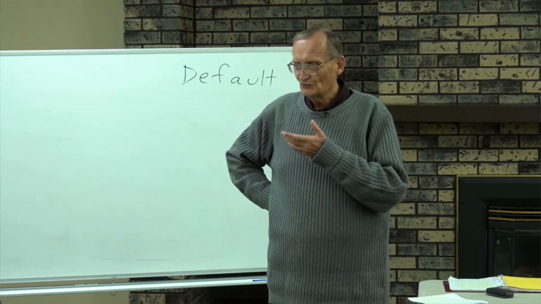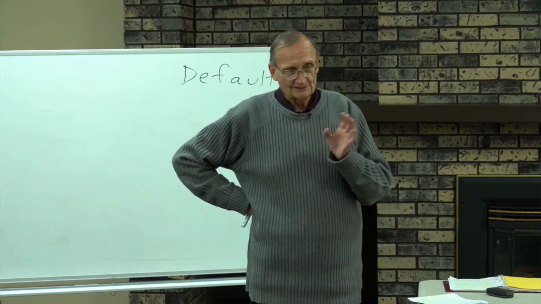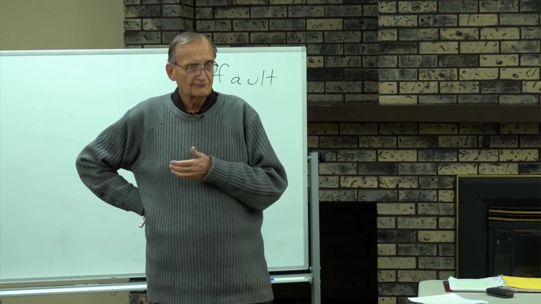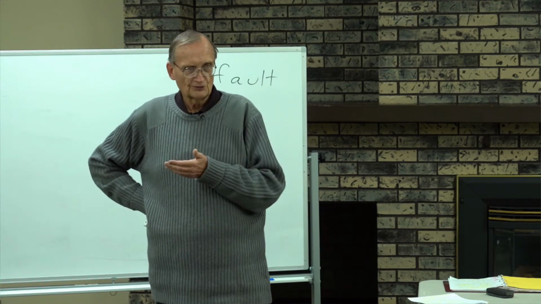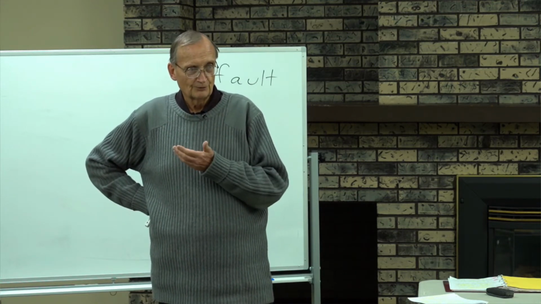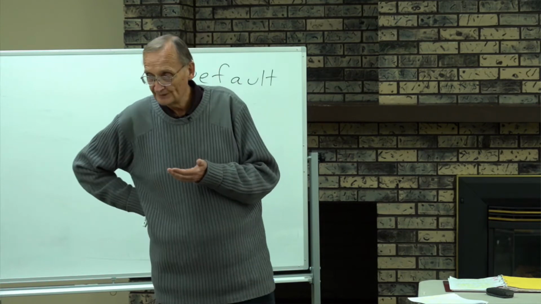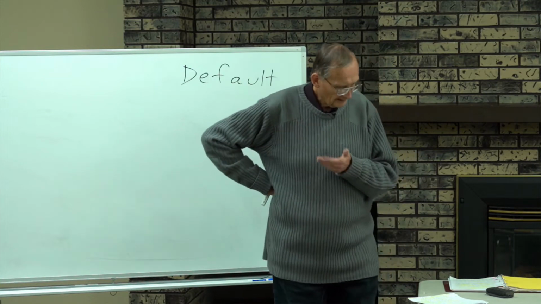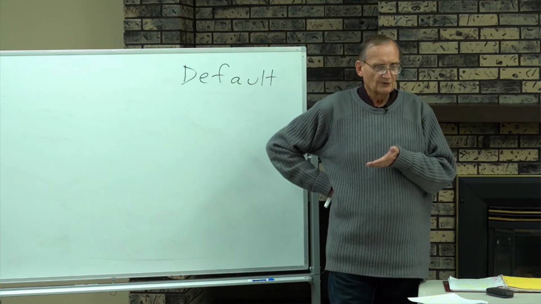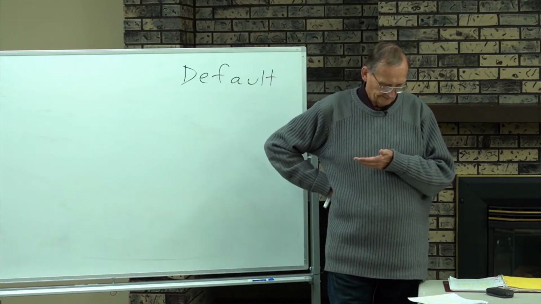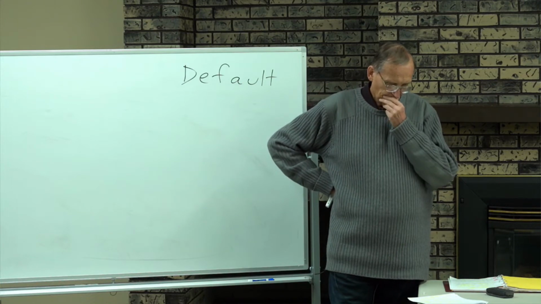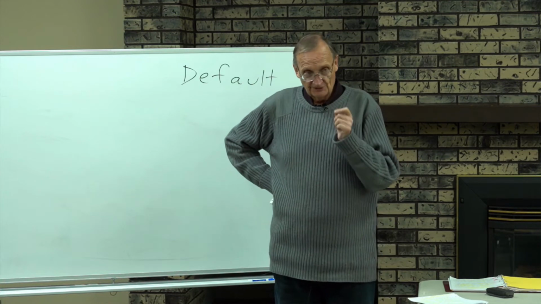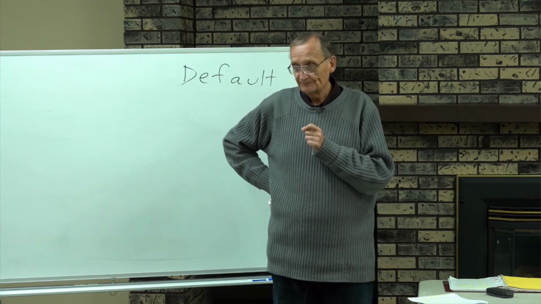Okay? So default typically doesn't happen on government debt unless the government has borrowed in foreign currency. Then you've got real trouble. Then they could default, right? Because they can't print the foreign currency. Typically, we say that government bonds are risk-free. For corporate bonds, there's a risk of default.